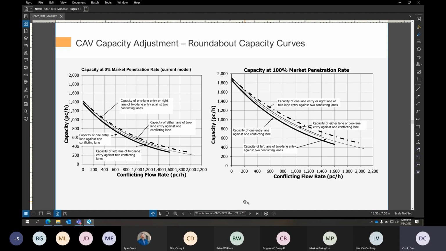Again, these are just showing those capacity curves for roundabouts. And I think the general thing, if you just look at this, is that it generally shifts the curve up and to the right, which makes sense because your capacity is increasing with CAVs versus your conflicting flow rate. So if you have a higher conflicting flow rate, with a higher market penetration rate, you should still see an increase in capacity.